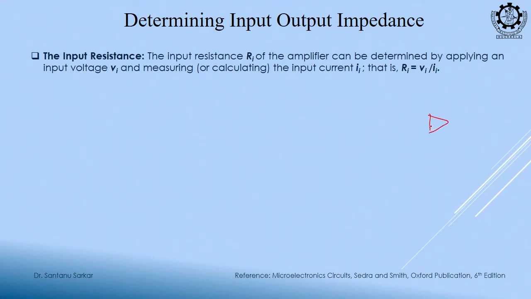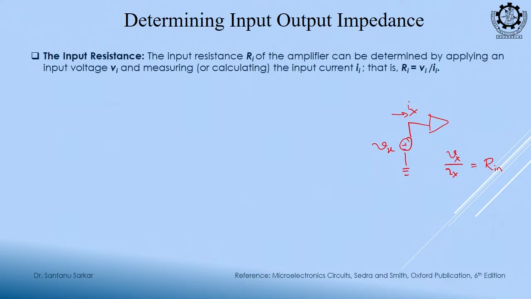Now, let me tell you how to find the input and output impedance. Say you have an amplifier. How could I find the input impedance? We will add a voltage source at the input side, find the current, and then divide Vx by Ix, and we will get Rin.